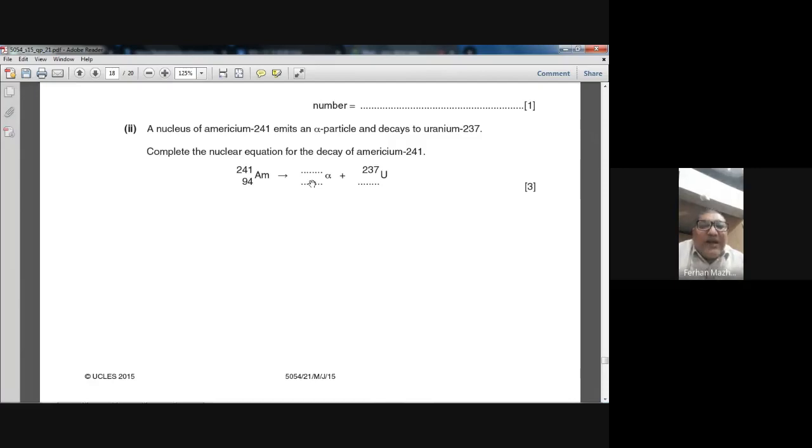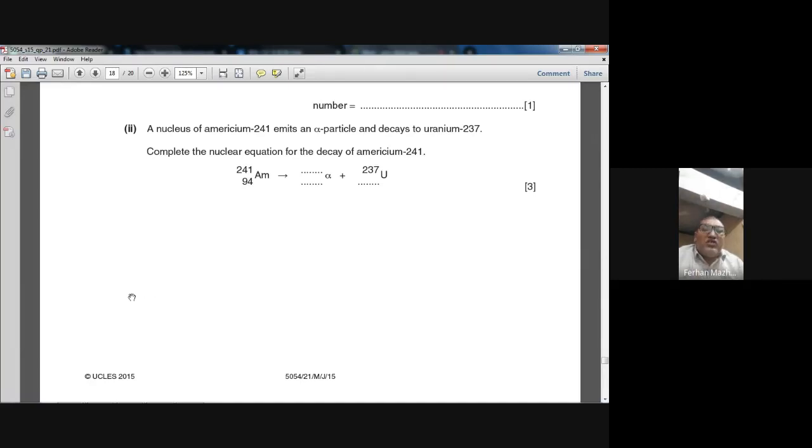Whenever an alpha particle is given out, the mass number decreases by 4 and the proton number decreases by 2. So from 94, decrease this by 2. Here it will become 92.